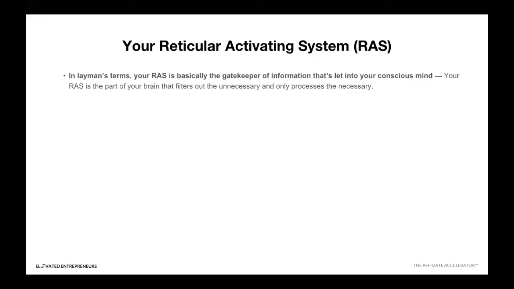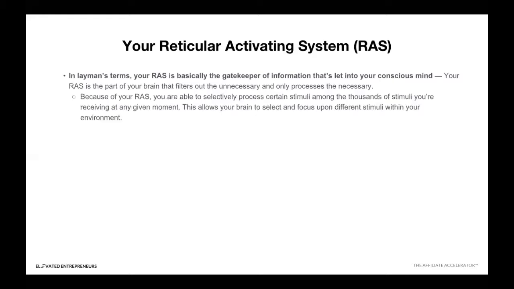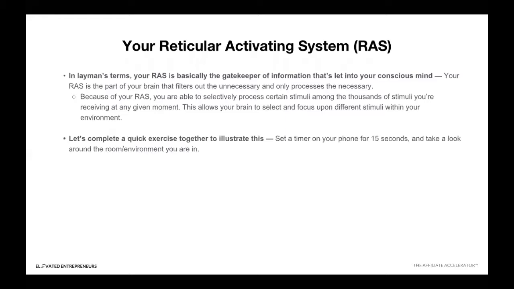And like I said, it's basically the gatekeeper of information that's let into your conscious mind, because your subconscious will process all of it, but your conscious mind can only process and selectively pick certain bits. Because of your RAS, you're able to selectively process certain stimuli among the thousands of stimuli you're receiving at any given moment. This allows your brain to select and focus upon different stimuli within your environment. You might be thinking, well, what the hell does this have to do with my lead magnet? Well, let's complete a quick exercise together to really understand this.